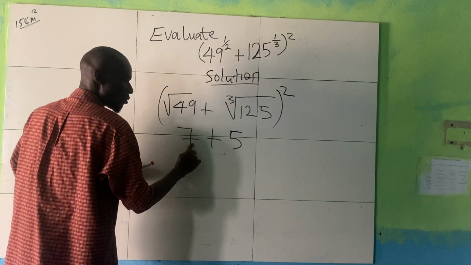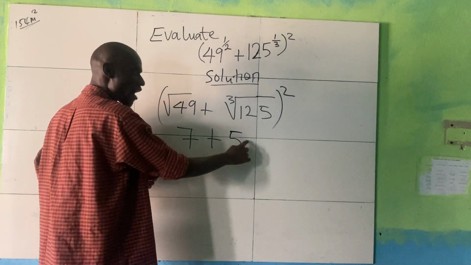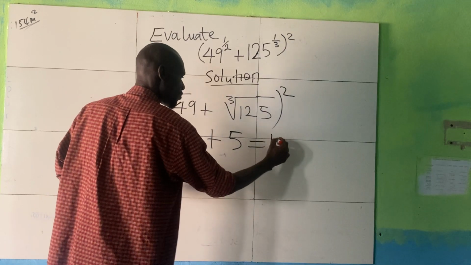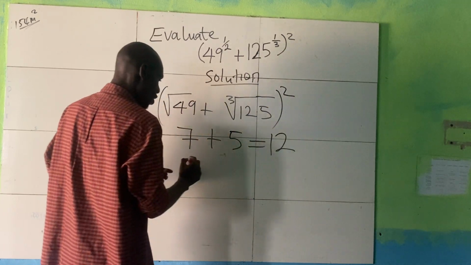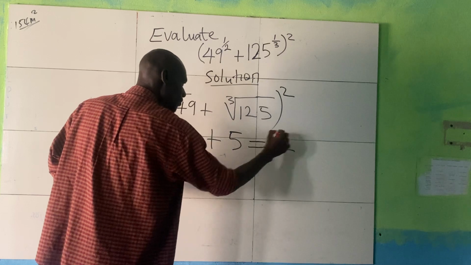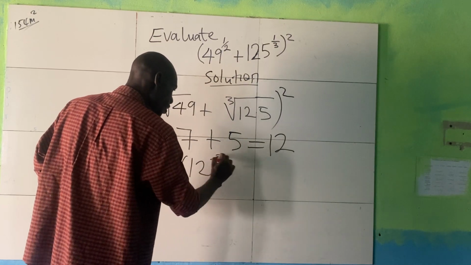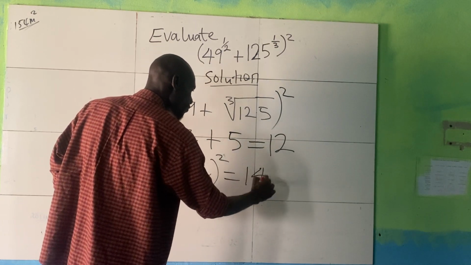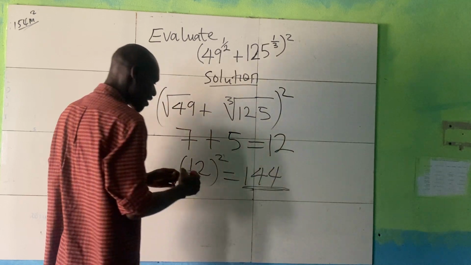So 7 plus 5 is equal to what? Is equal to 12. So now the square of 12 is equal to 144. So this is our final answer.